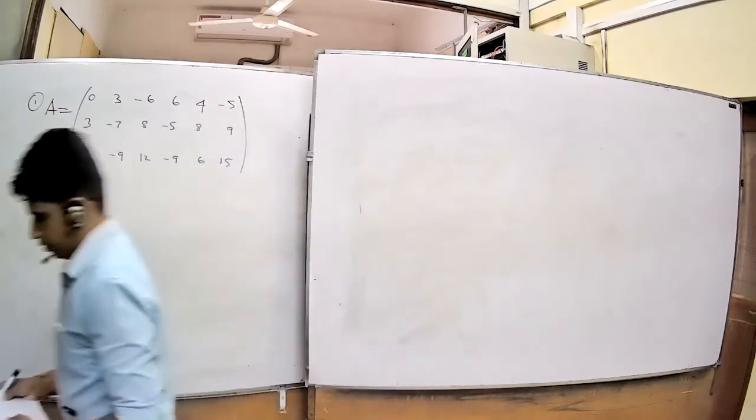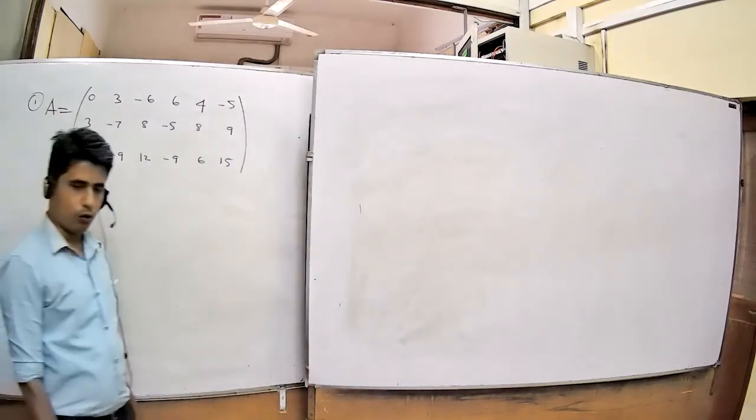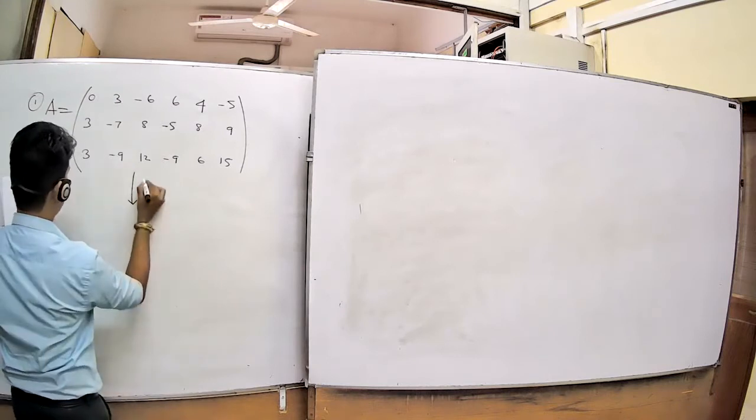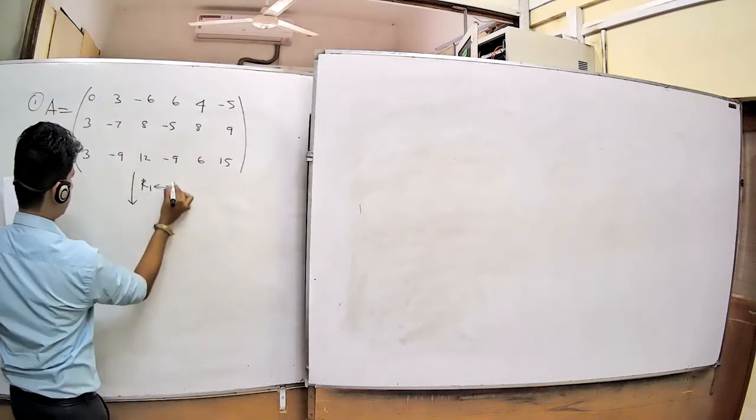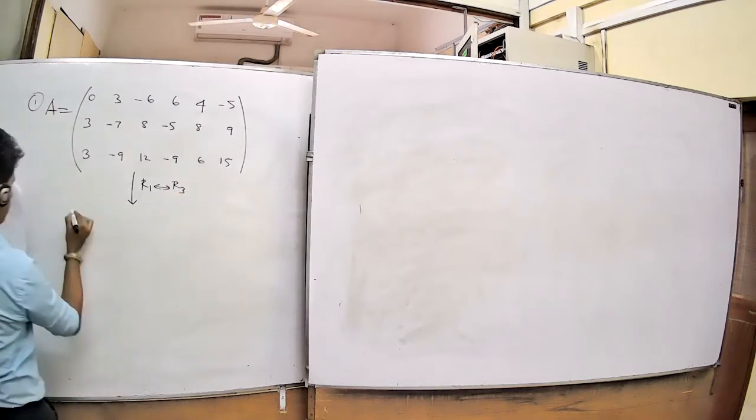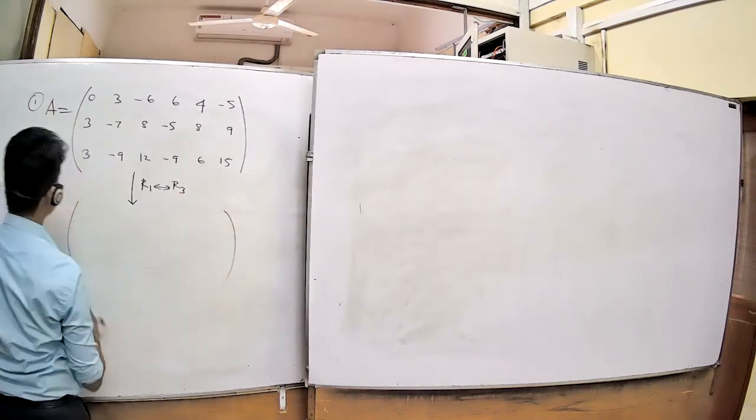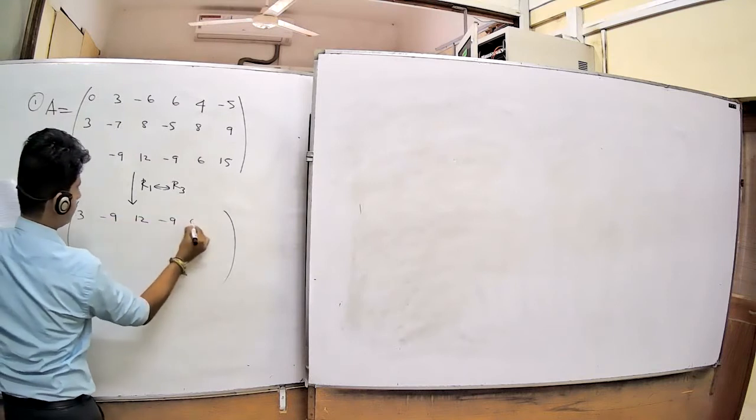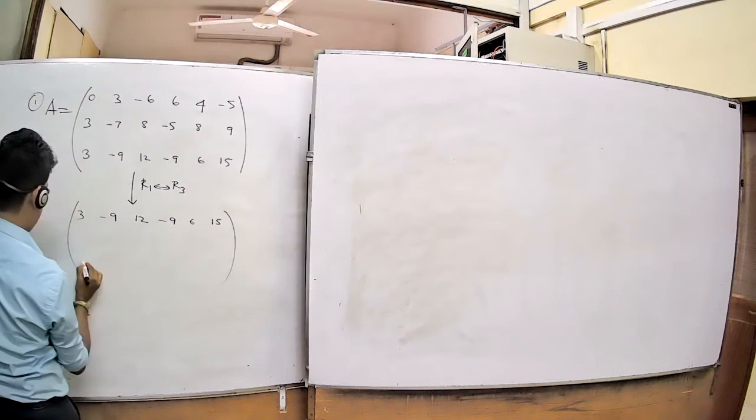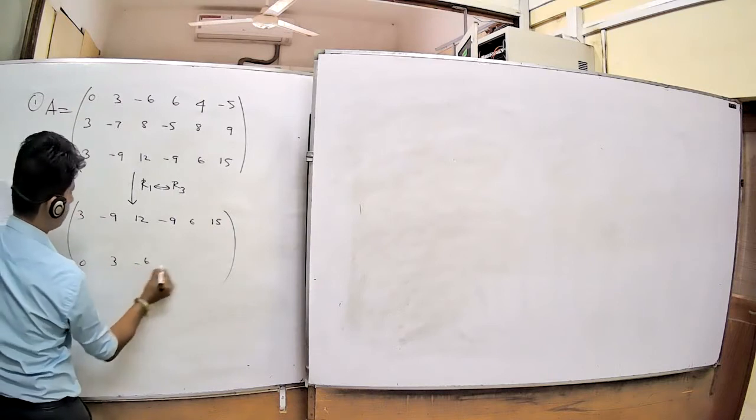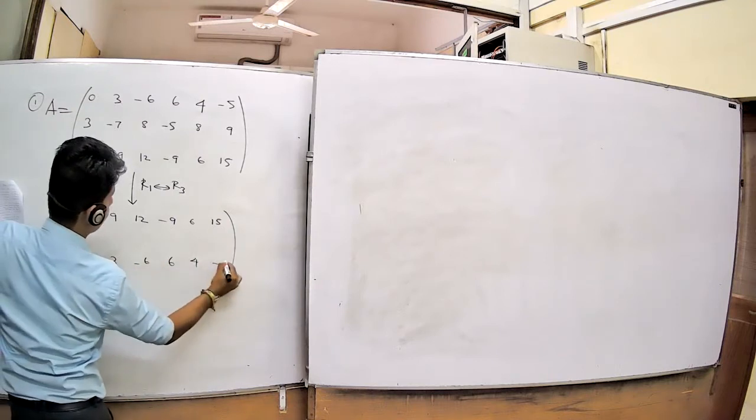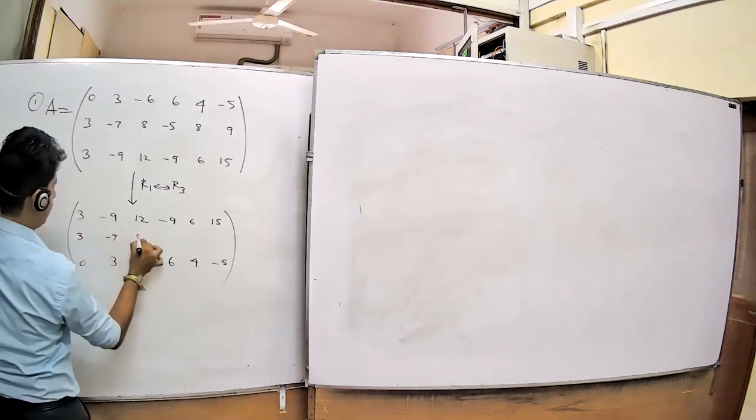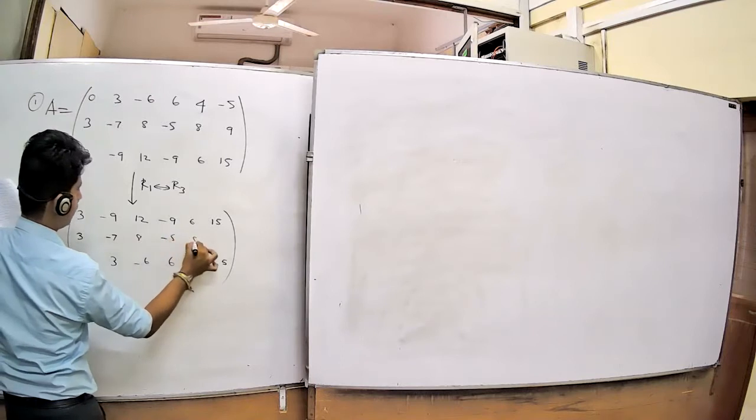Therefore, you can do some row operations. Here, you can interchange R1 and R3. Then you get 3, -9, 12, -9, 6, 15; 0, 3, -6, 6, 4, -5; and 3, -7, 8, -5, 8, 9.